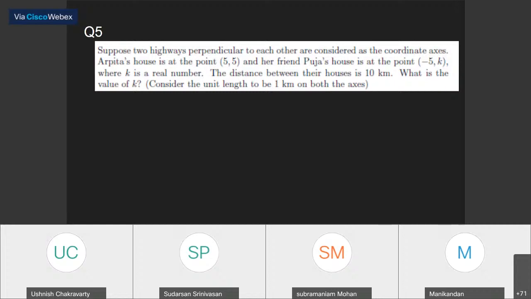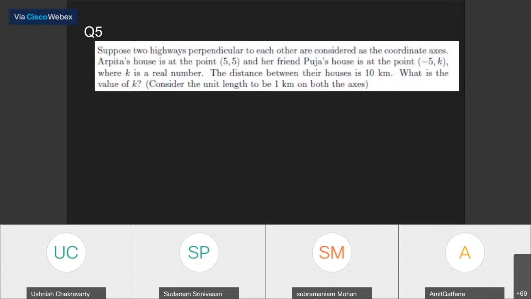So we actually draw the coordinate axis and plot both the points. First Arpita's point, that is 5 and 5, on the plus x and plus y axis. Then we plot Pooja's house, that is in the fourth quadrant, on the minus x axis, and the k value is. You don't know. Just hold on. You don't know the sign of k.